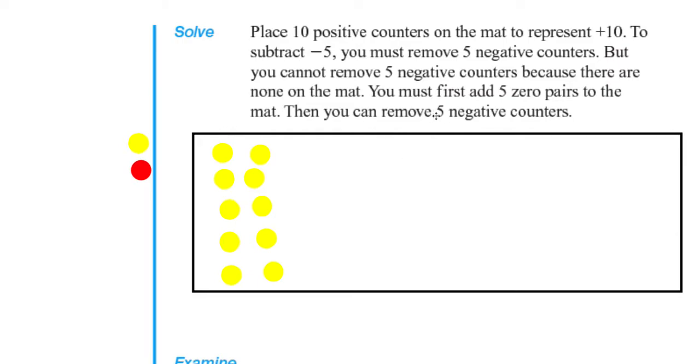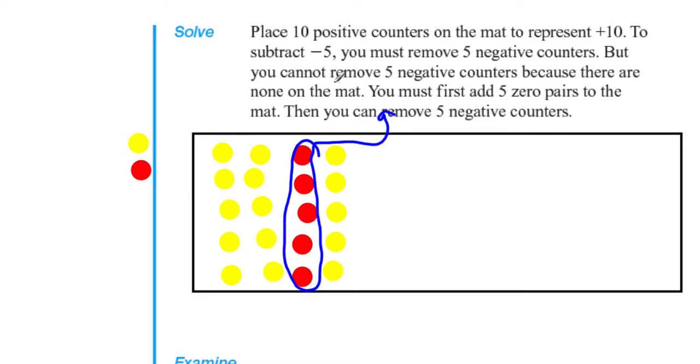So what do you do? You must add 5 zero pairs. So 5 zero pairs on the mat: that's 1 zero pair, 2 zero pairs, 3 zero pairs, 4 zero pairs, and 1 more zero pair right there. So those are 5 zero pairs. So now you have 5 negative counters that you can remove. So we remove these 5 negative counters and take them out of the mat.